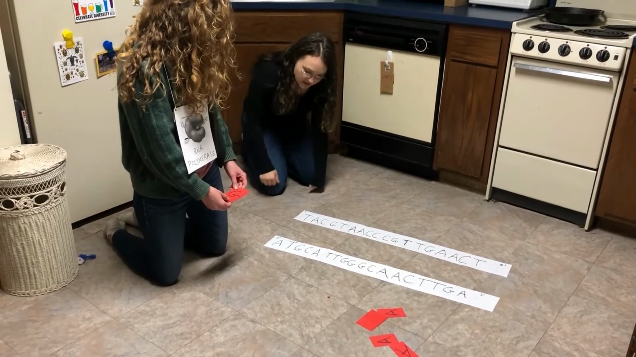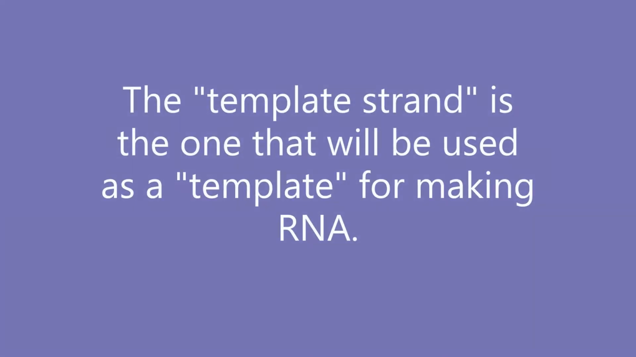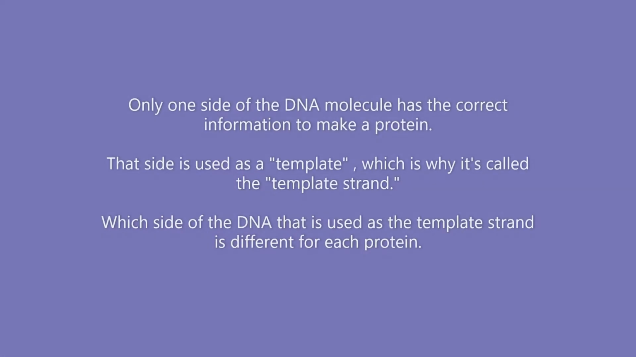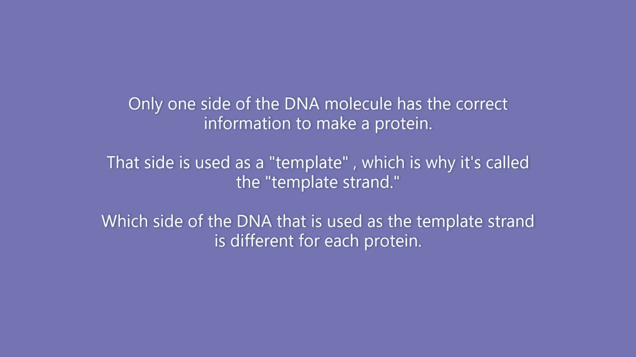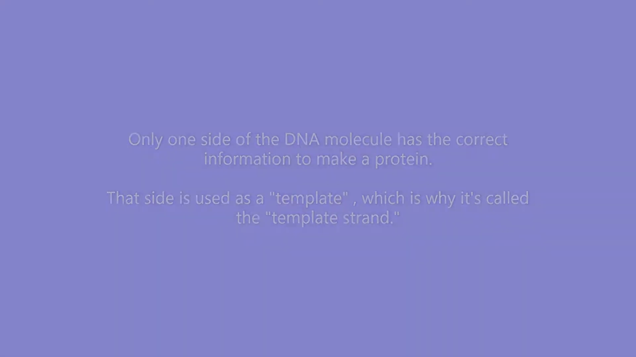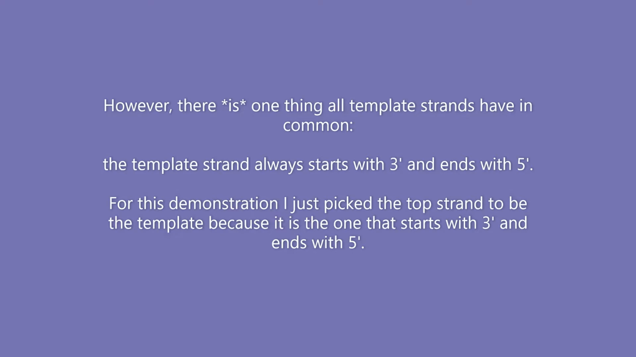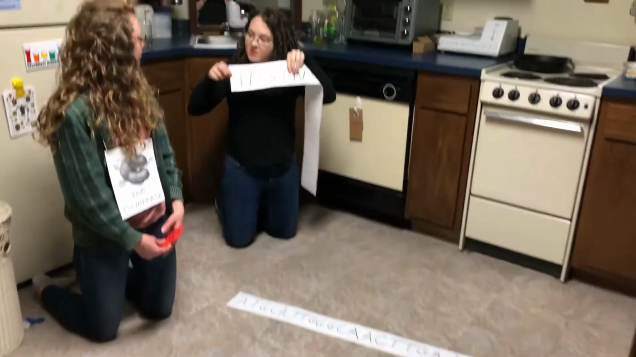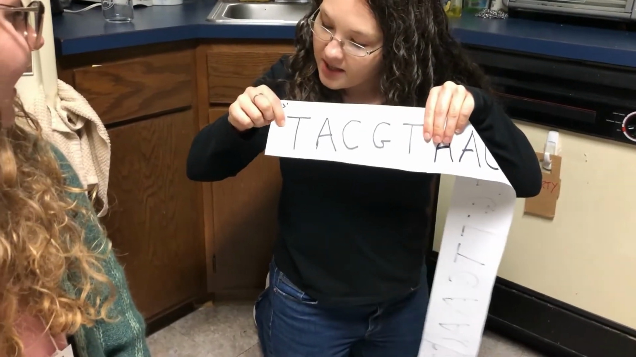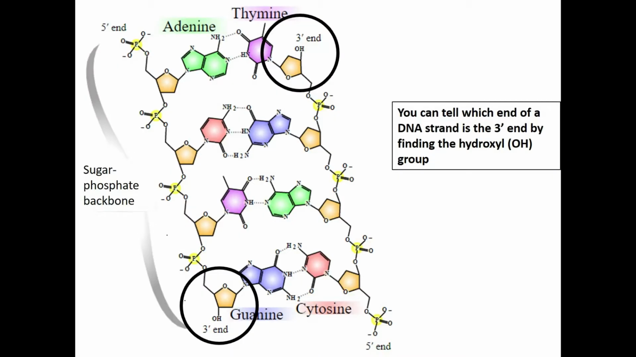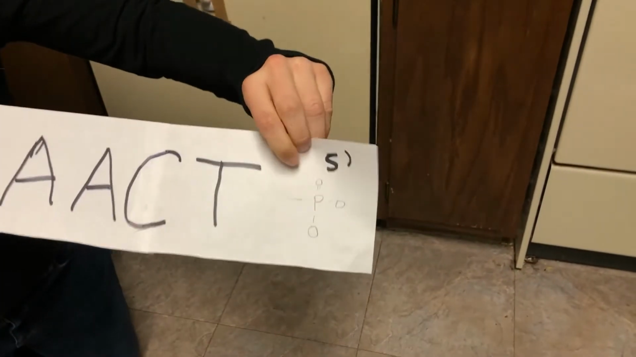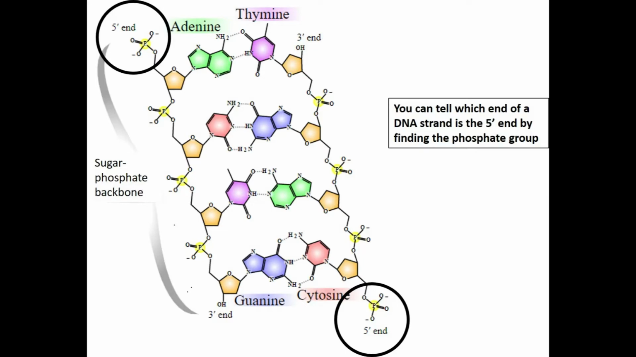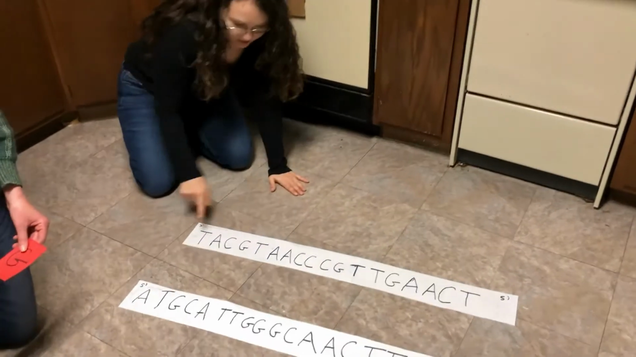Now, let's see, which one are we going to do? This is the template strand. This strand starts at 3' and goes to 5'. And remember, 3' is with the little hydroxyl group on the end. What is a hydroxyl group? It's an oxygen and a hydrogen put together. And on the other end, we have the phosphate group, which is a phosphorus atom surrounded by oxygens. Template strand, 3' to 5'.